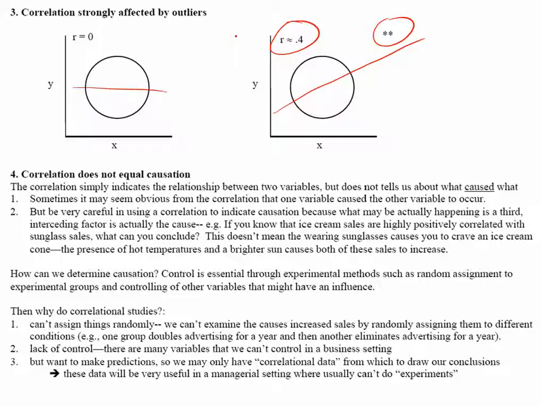Number 4, correlation does not equal causation. Now this is critical. We'll highlight this idea because this is probably one of the most common mistakes when it comes to correlation and regression. So just because two variables are correlated, it doesn't necessarily mean that one variable caused the other variable.